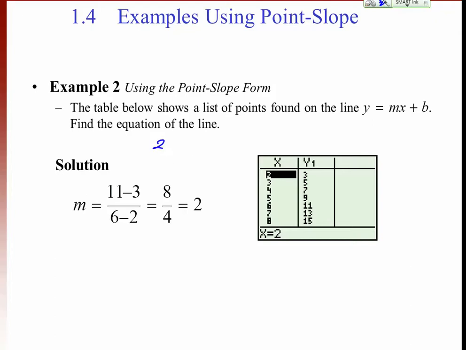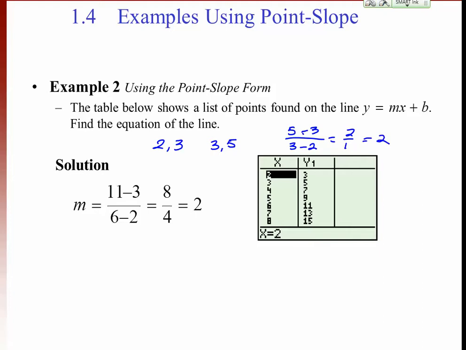If we used (2, 3) and (3, 5), the first 2 points there, it would have looked like this. Okay, so we take the difference between the y numbers, 5 minus 3, over the difference between the x numbers, 3 minus 2, equals 2 over 1, which equals 2. So it doesn't matter which points you use. You can find the slope any way you want.